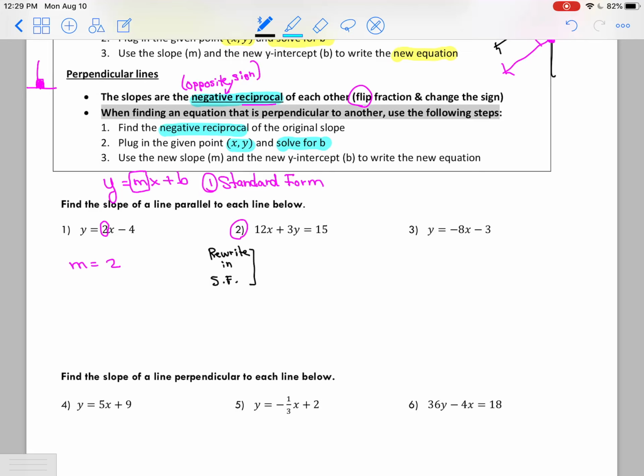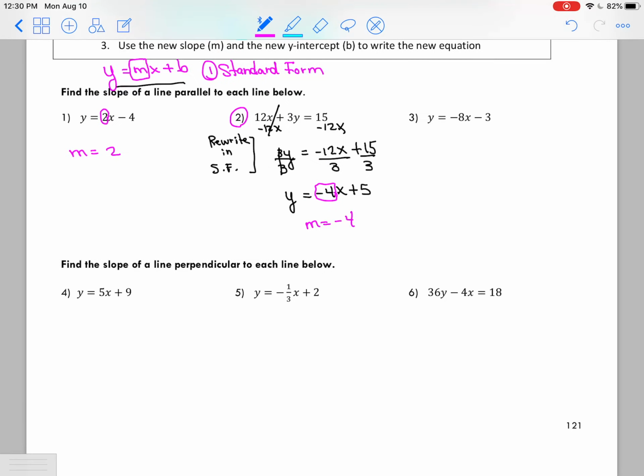Okay, let's do that. So we want the y on the left, but we want the x's on the right. Okay, so we've got 3y is equal to negative 12x plus 15. We want to put everything in the right order according to this equation up here. And we're almost there. Gotta make sure we remember that we're dividing the 3 into every single term. Negative 4x plus 5. Okay, so now we can locate that slope, and we know, of course, that the slope would be the same in a parallel line, so we would need a slope of negative 4.